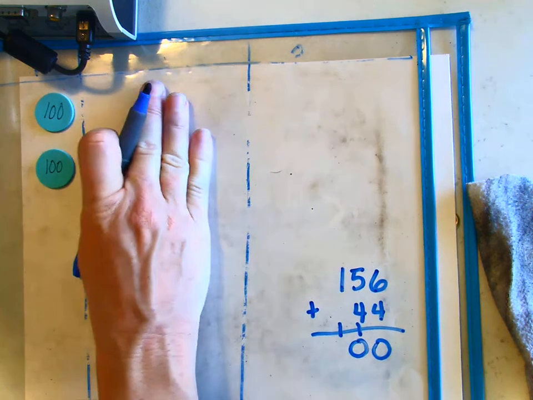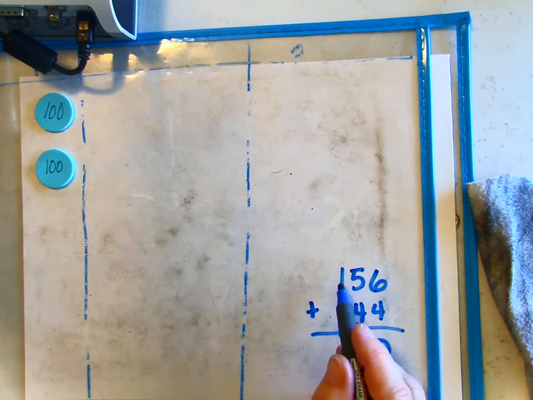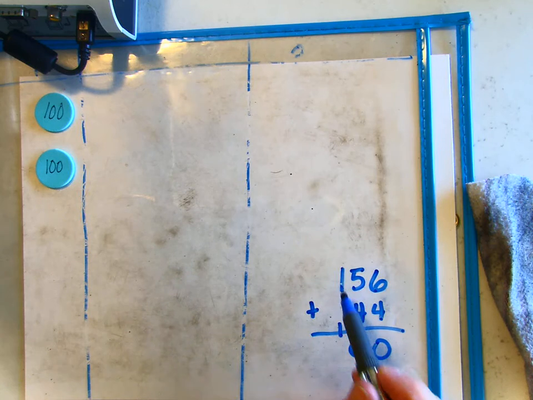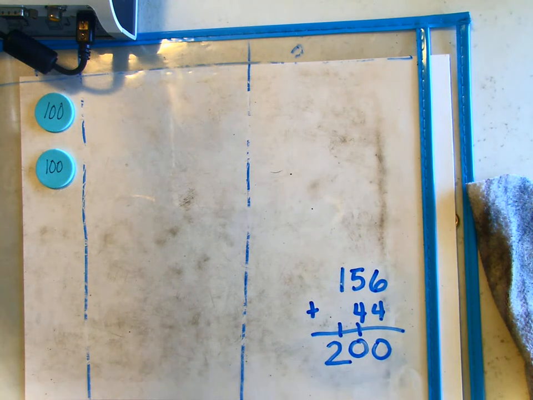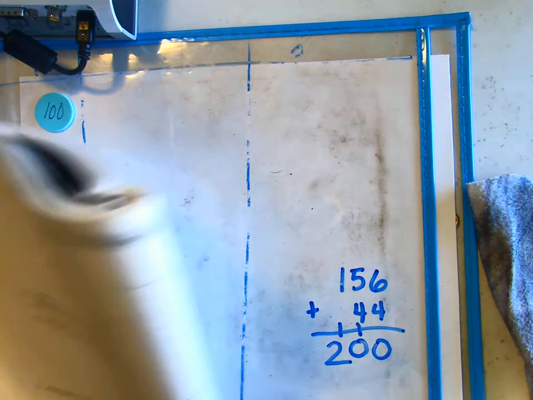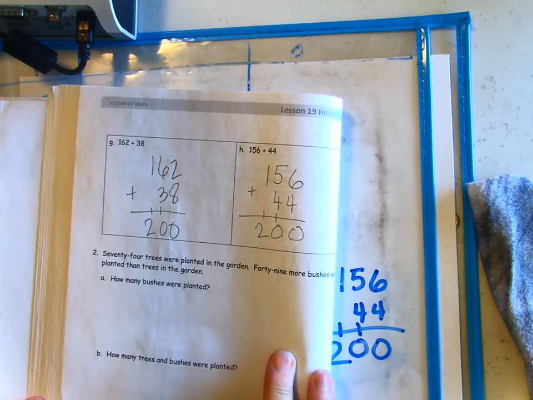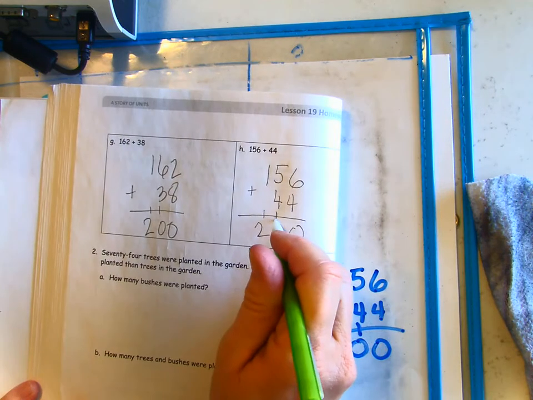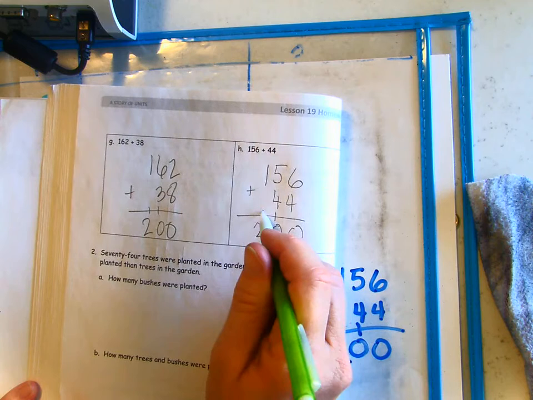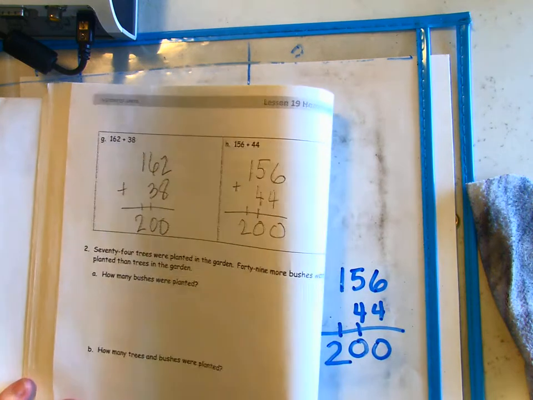0 tens left. So now adding our hundreds, we have 1 plus 1 is 2. Oh my goodness, it's the same as the last problem. 156 plus 44 is 200. Make sure you show that you composed a group of 10 and that you composed 100.